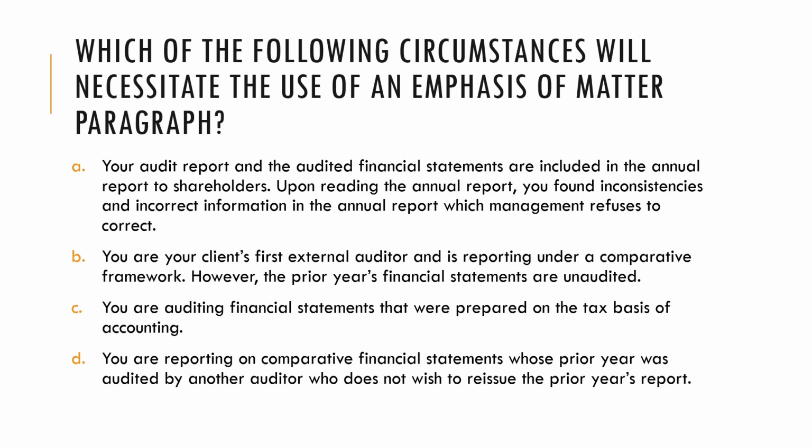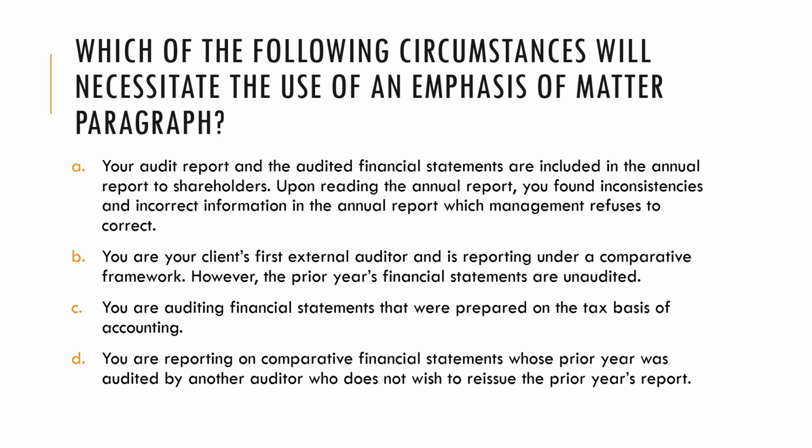Letter B, you are your client's first external auditor and are reporting under a comparative framework. However, the prior year's financial statements are unaudited. When the auditor wishes to highlight the fact that the prior period is unaudited, the auditor makes use of an other matter paragraph because this particular fact is not expected to be disclosed in the notes. This one is not related to the FS per se, it's related to the audit. So therefore, use an other matter paragraph.